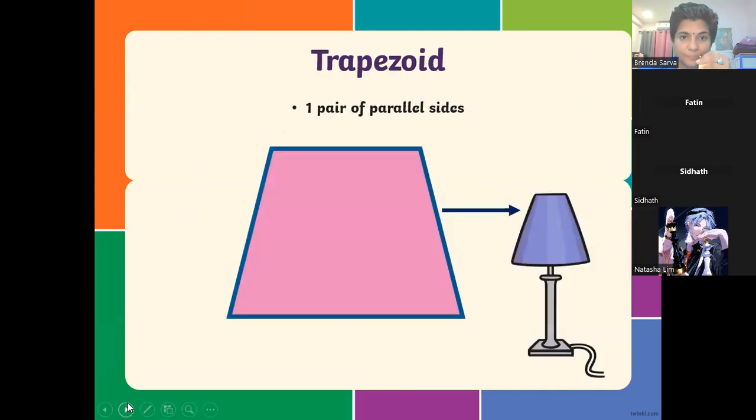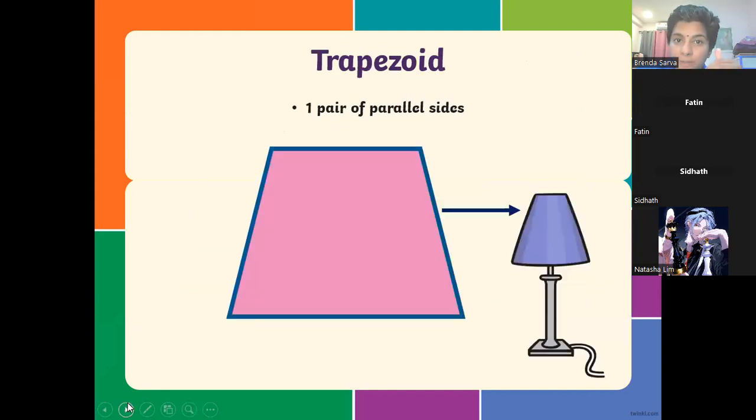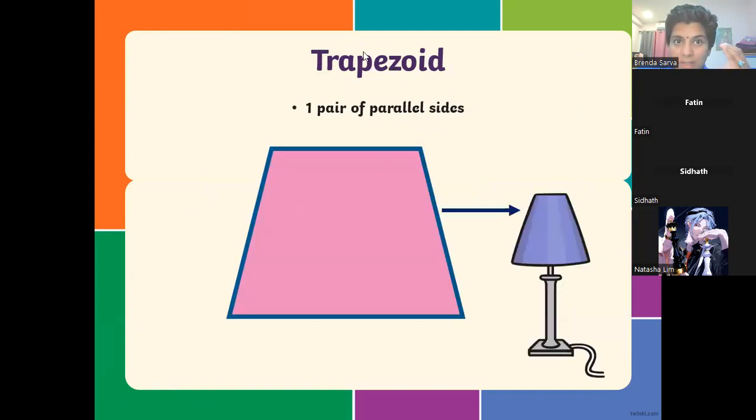Next shape. This is a trapezoid. Now, what is the difference between a parallelogram and a trapezoid? Can you see? This one has two pairs of parallel sides, left, right, top, bottom, whereas the trapezoid has only one pair of parallel lines. It's running in the same direction, equal distance from each other.